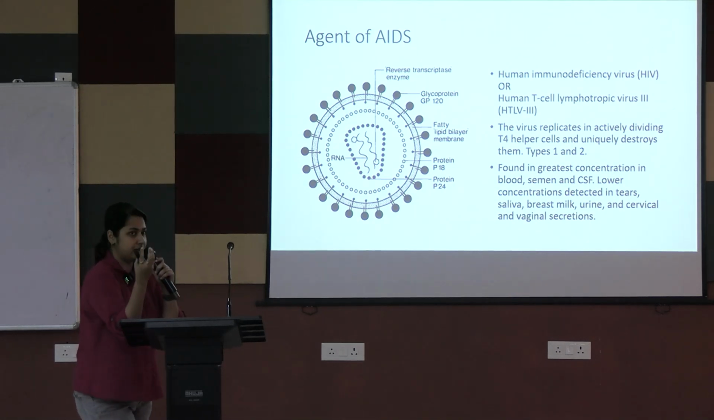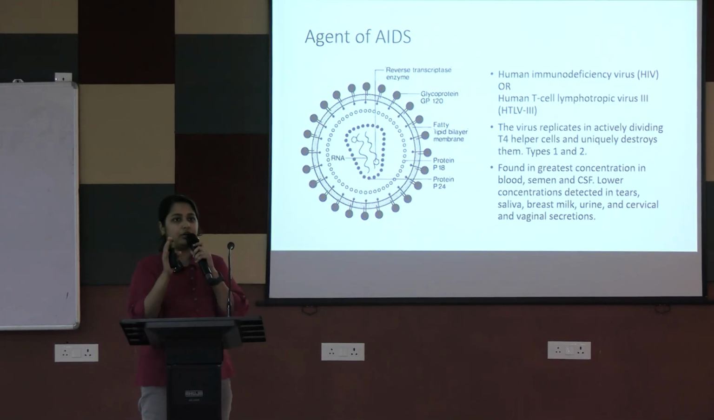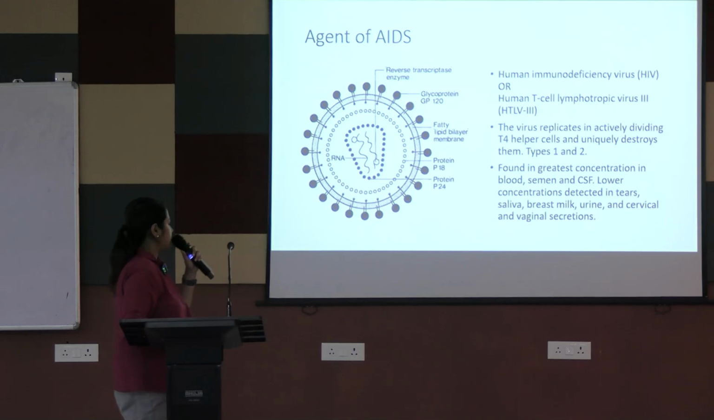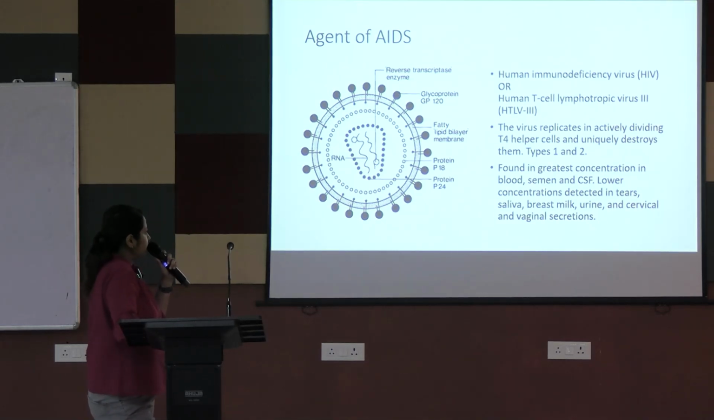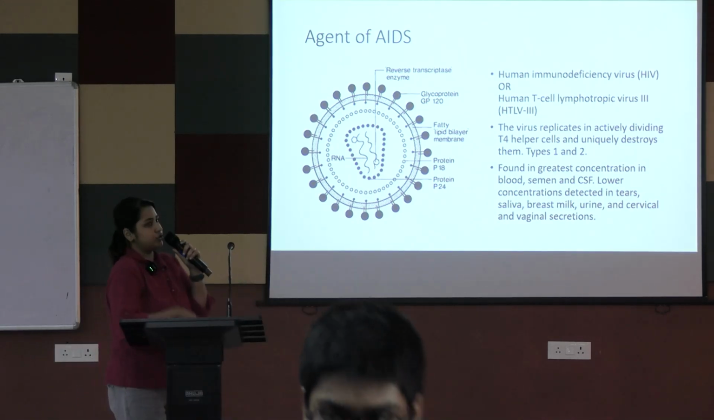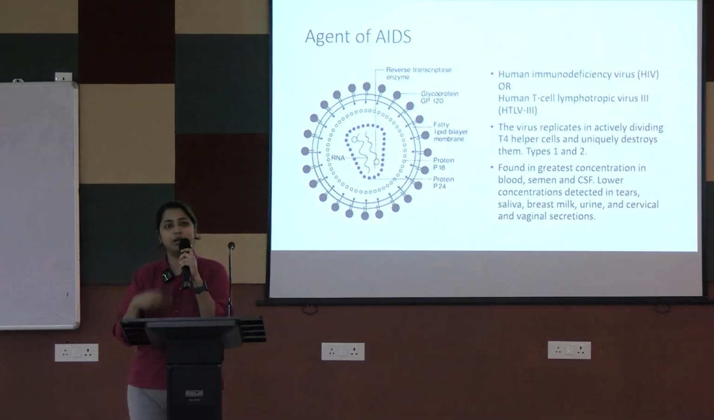Where is this virus? If you want to detect the virus, where is it found? Or if you want to avoid being infected by it, which part of the body should you avoid? So, HIV virus is found in greatest concentration in blood, semen and CSF. It is found but in lower concentrations in tears, saliva, breast milk, urine and cervical and vaginal secretions. So usually for detection of HIV virus, we do a blood test.